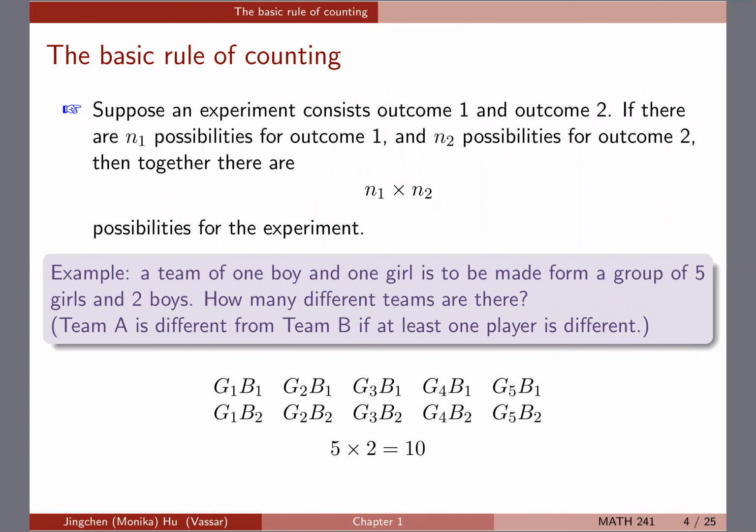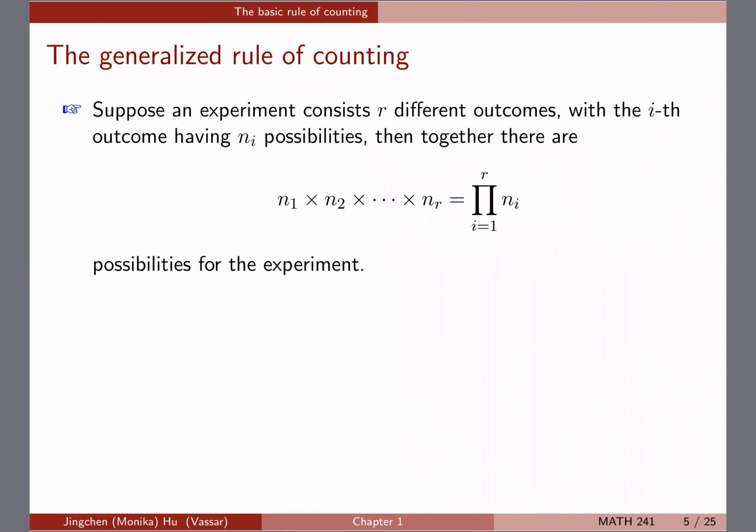And if you are to enumerate all of the possibilities, you can do G1, B1, G2, B2. And if you don't make any error listing all of the possibilities, it's going to come up to this 5 times 2 equals 10. So this is the basic rule of counting, where you have only 2 outcomes for an experiment. Now let's try to generalize it.